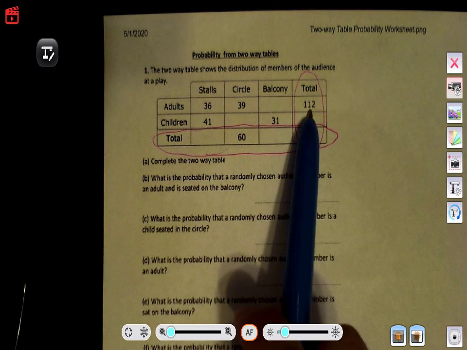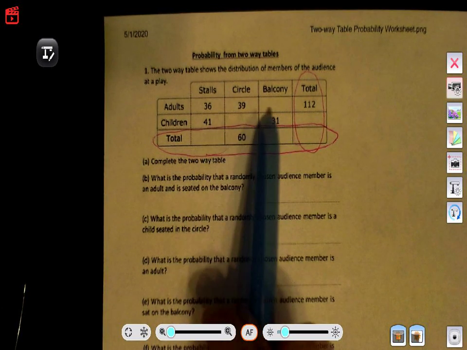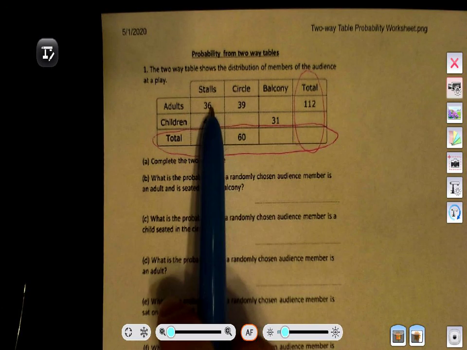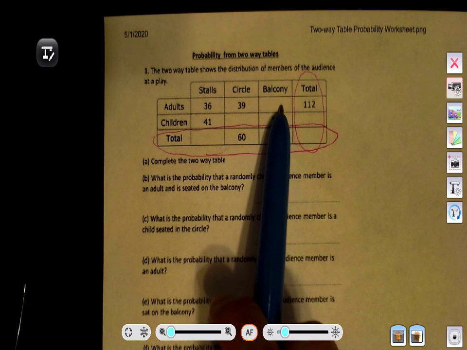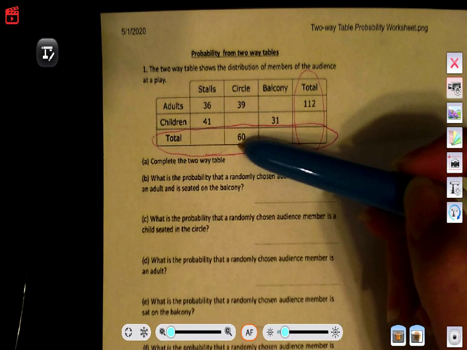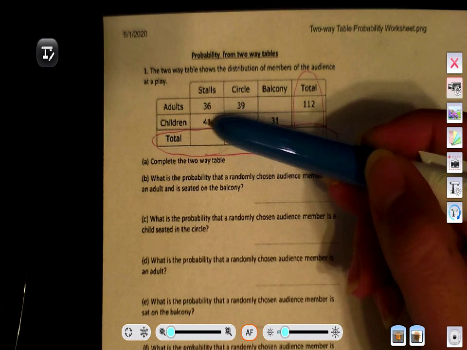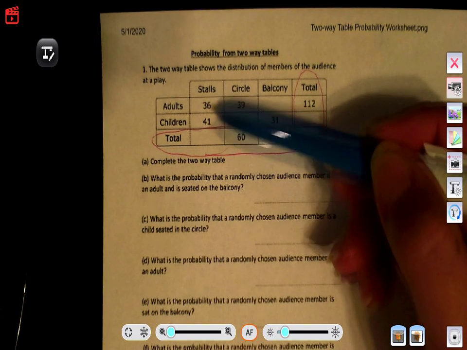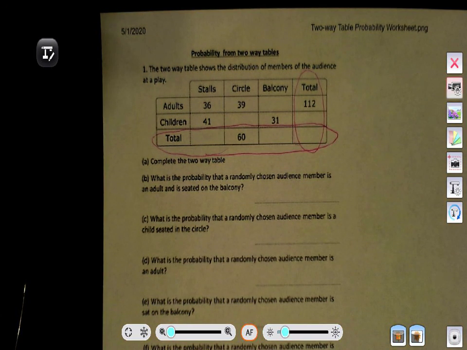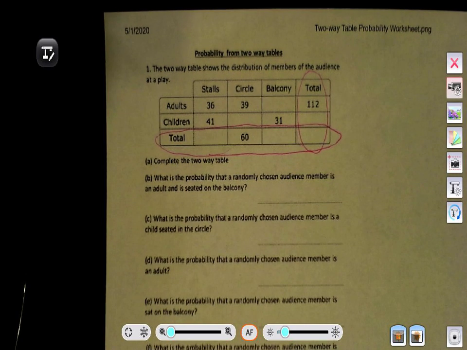So, for example, this 112 is going to tell you the total number of adults in here, including the stalls, the circles, and the balcony. Right? This number right here on the bottom is going to tell you the total number of adults and children that prefer stalls. Okay, so in part A, you're completing the two-way table, and it's kind of like a domino effect.